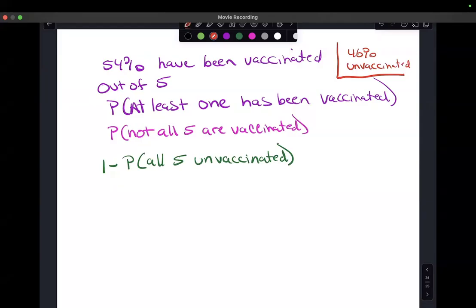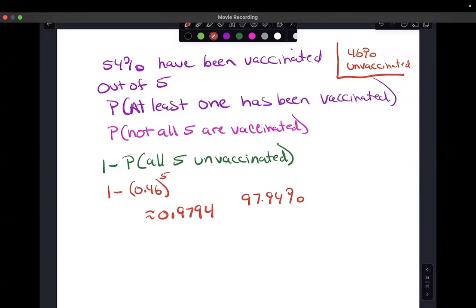46% are unvaccinated. Therefore, we would do 1 minus 0.46, and you don't have to put it in parentheses. It's just what I do, to the 5th power. That's going to give you that probability. Look at you doing all this math right there. 5th power. And you are right. 0.9794. So there's a 97.94% chance at least one of those 5 people is vaccinated.